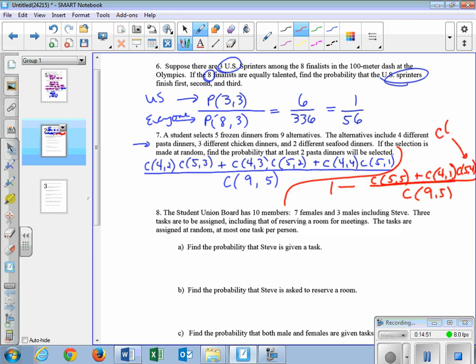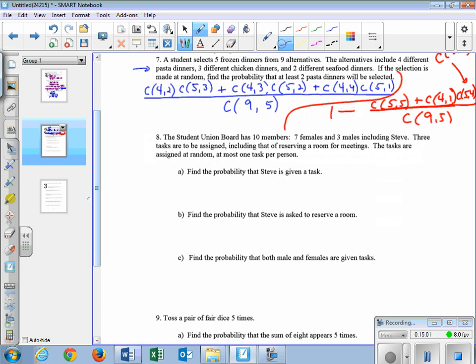All right. So looking at number 8, the Student Union Board has 10 members. 7 are females, 3 are males, including Steve. 3 tasks are to be assigned, including that of reserving a room for meetings. The tasks are assigned at random and at most 1 person per task. Find the probability that Steve is given a task.